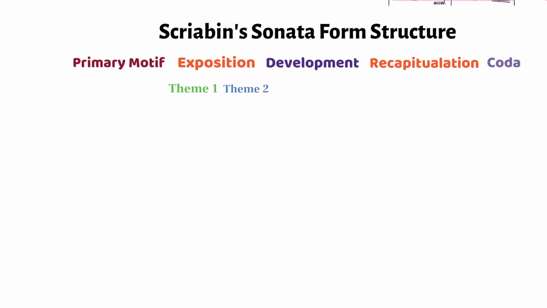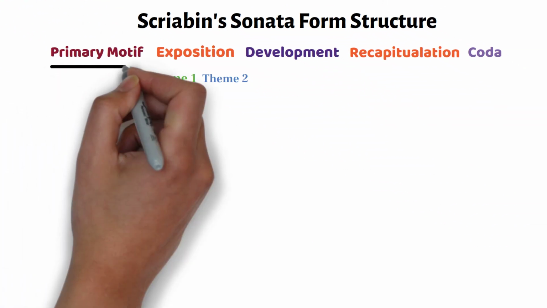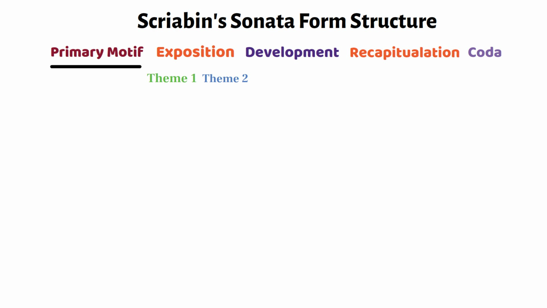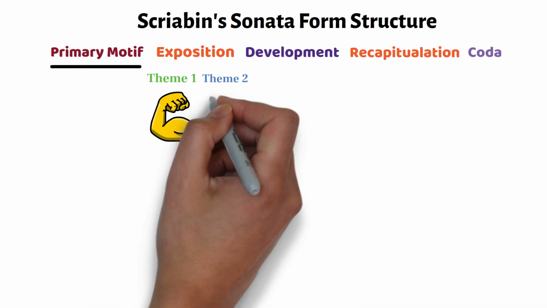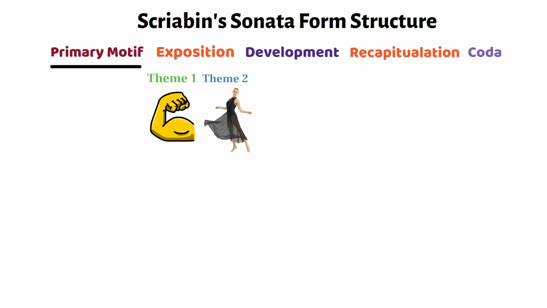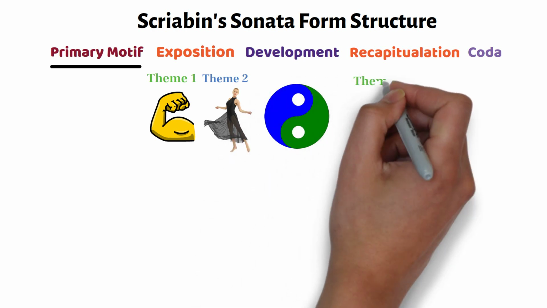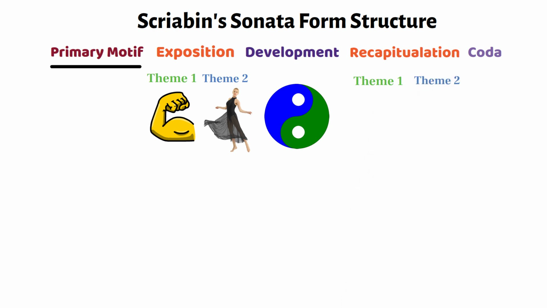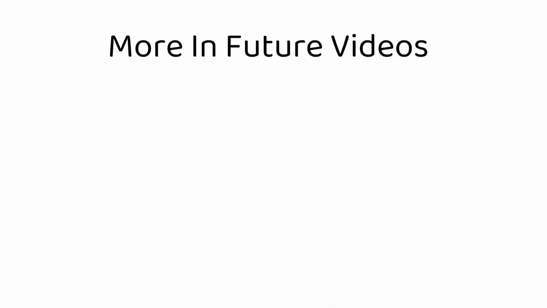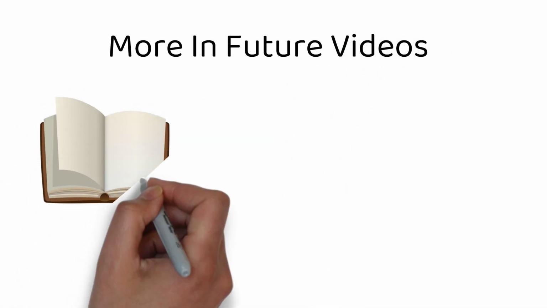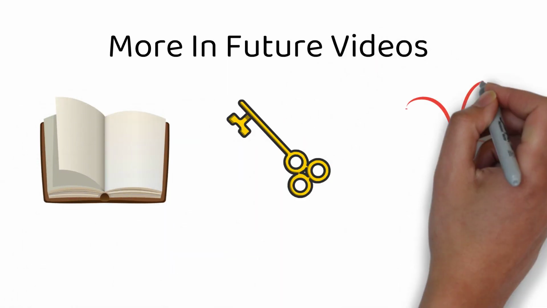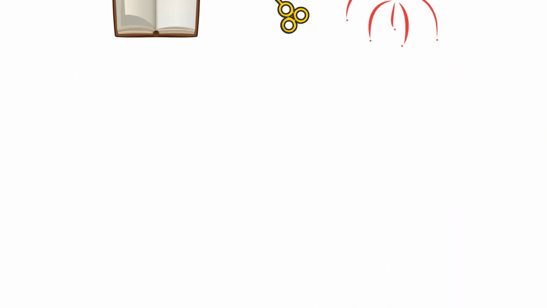To sum it up, Scriabin's sonata form begins with a primary motif, followed by a strong Theme 1 and a lyrical Theme 2. All the motifs are then freely mixed together in the development section, which is followed by a recap of the exposition, ending with a coda. There's a lot more to be said about Scriabin's sonatas, such as the narratives behind them, key centers, and climaxes, but I'll leave those topics for future videos.